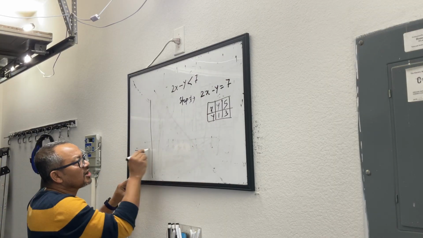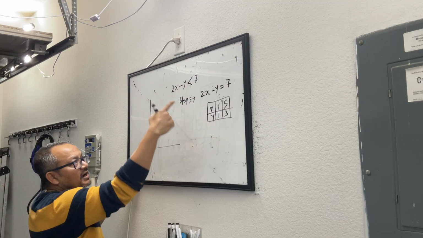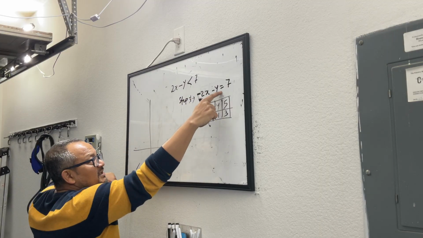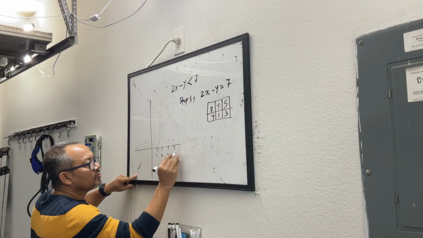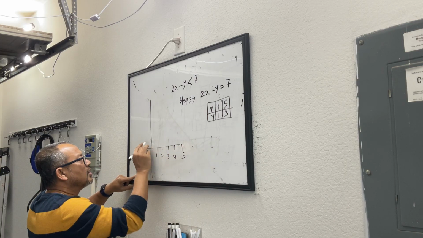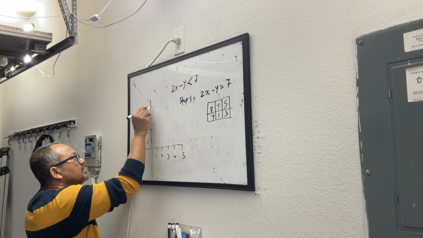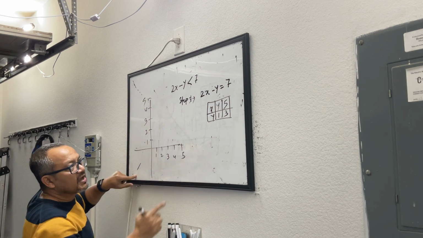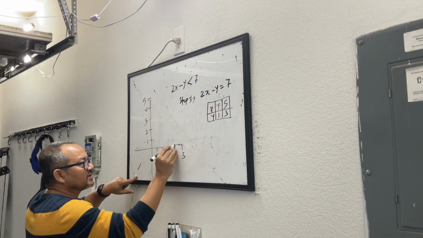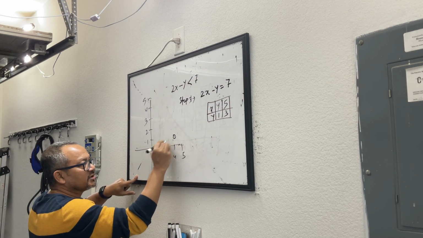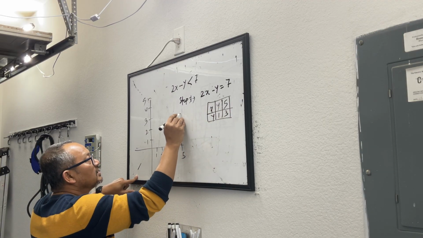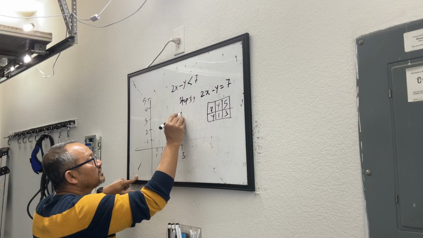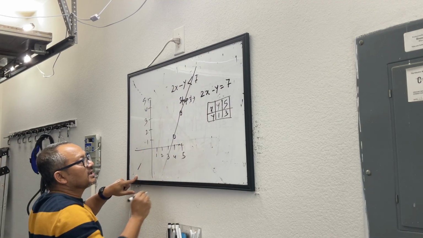Now, on this coordinate plane, we will identify what this equation draws for us. 1, 2, 3, 4, 5. When x is 4, y is 1. This is my first point. When x is 5, y is 3. This is my second point. So my line is like this.